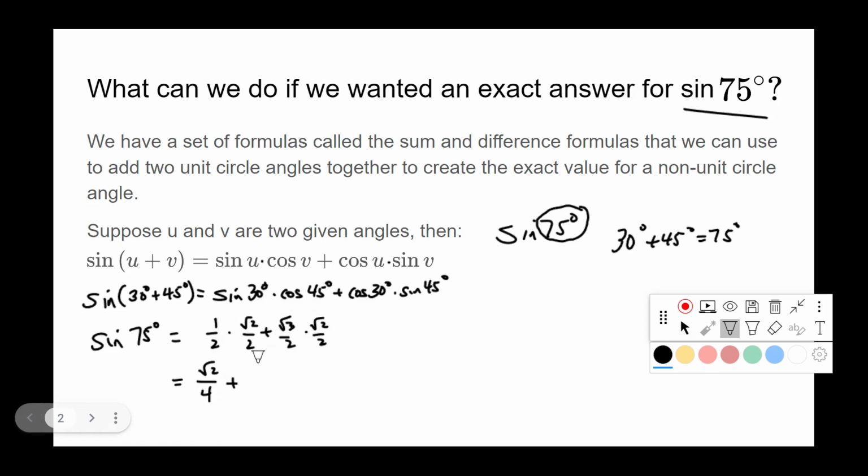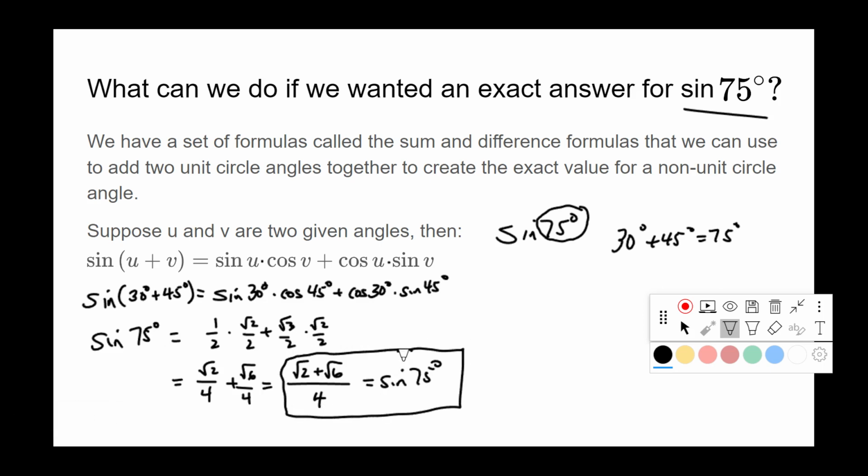And then square root 3 times square root 2, I can multiply them. They're both in a square root. I get square root 6 over 4. The denominator is already common, so I can just add the tops, but I really can't add them because they're different radicals. So I now know that the sine of 75 degrees, its exact answer, is square root 2 plus square root 6 all over 4. And that is the correct answer for the sine of 75 degrees. Okay, that's how we're going to use these formulas.